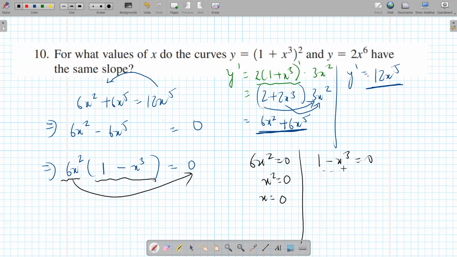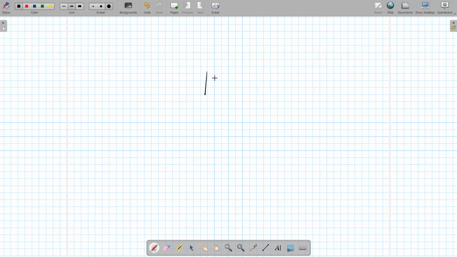What about on the other side? How do we solve this guy? You can add x cubed on both sides to get rid of it on the other. Okay, if x cubed is 1, what's x? You want to cube root both sides. Last time in the other one, we square rooted it. Now you cube root. What's the cube root of 1? It's a 1 as well, okay?